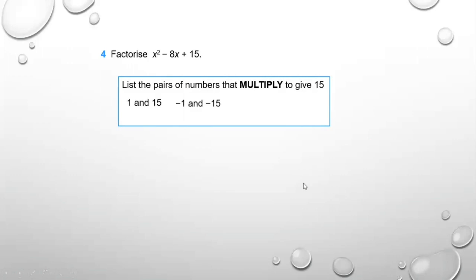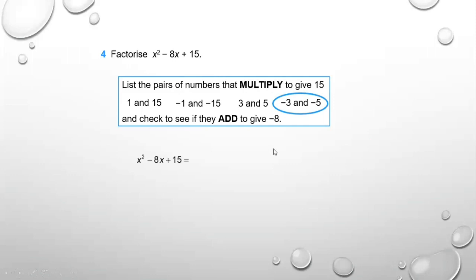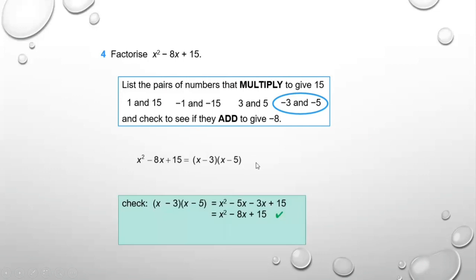Minus 1 and minus 15 gives positive 15. 3 and 5 gives positive 15. And minus 3 into minus 5 also gives positive 15. Now we have to see which one will add up to minus 8. And yes, minus 3 plus minus 5, you get minus 8. Split the middle term, and taking common, you get these as factors. Got it, children? Easy. Recheck, and you get the same answer once again.